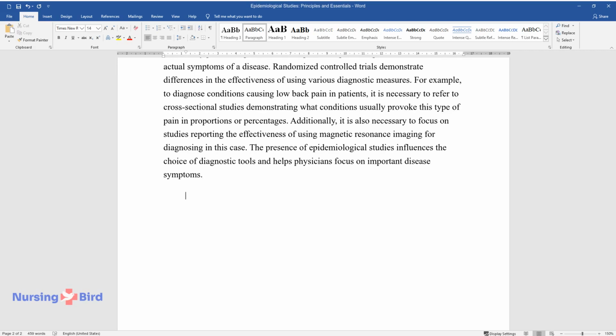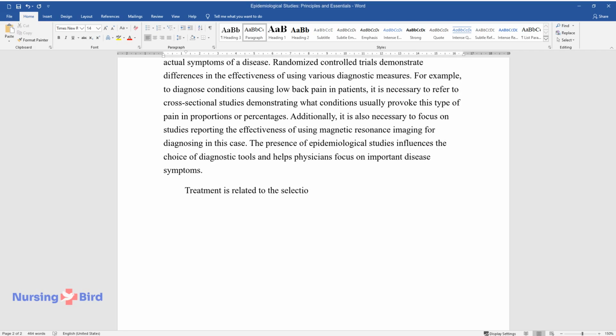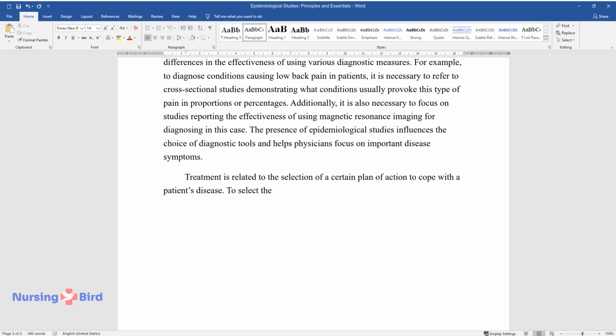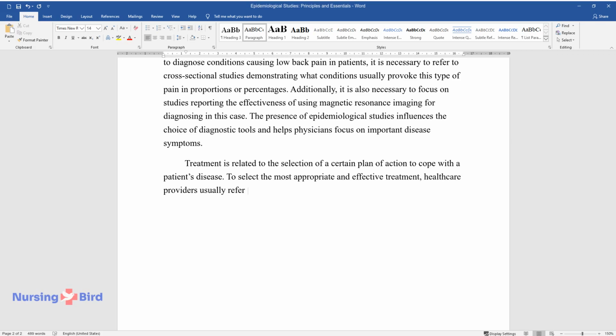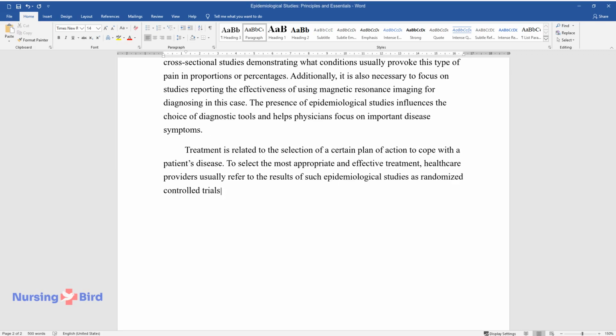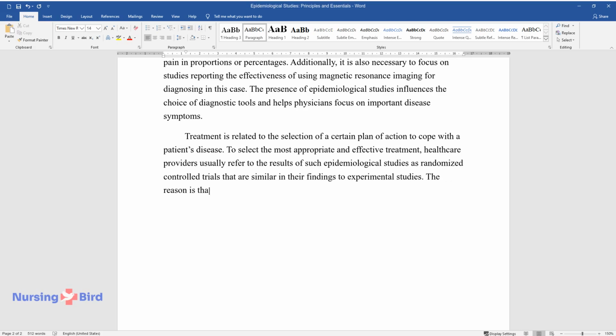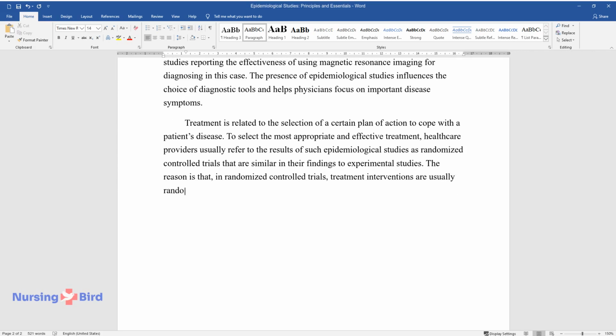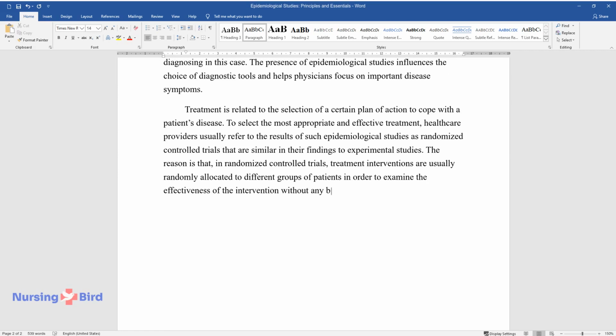The presence of epidemiological studies influences the choice of diagnostic tools and helps physicians focus on important disease symptoms. Treatment is related to the selection of a certain plan of action to cope with a patient's disease. To select the most appropriate and effective treatment, healthcare providers usually refer to the results of such epidemiological studies as randomized controlled trials that are similar in their findings to experimental studies. The reason is that, in randomized controlled trials, treatment interventions are usually randomly allocated to different groups of patients in order to examine the effectiveness of the intervention without any bias.